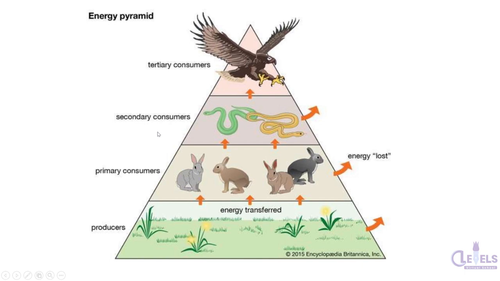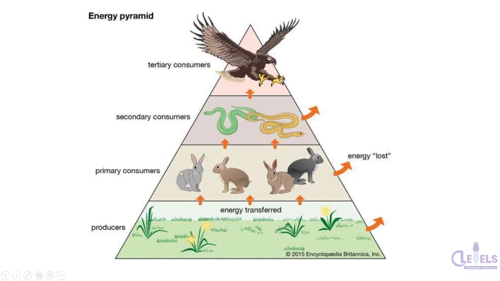Secondary consumers are the organisms that would consume the primary consumers. So the secondary consumers would consume the organism that would be eating the producers. And tertiary consumers are the organisms that would be consuming the secondary consumers. To differentiate if an organism is a tertiary or secondary consumer, you just have to think about what it's eating.